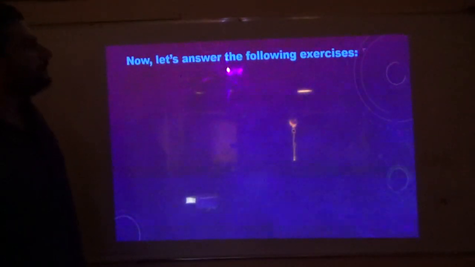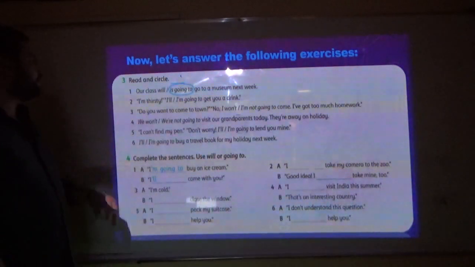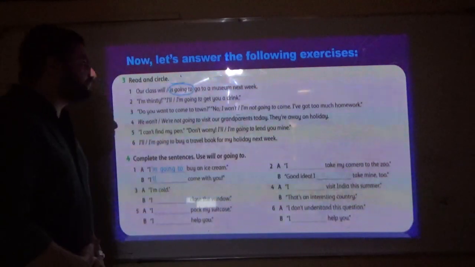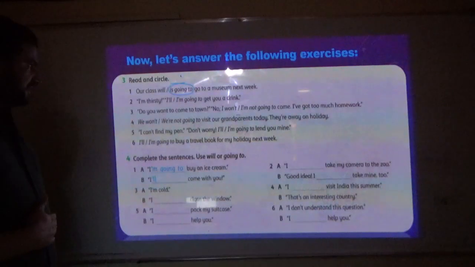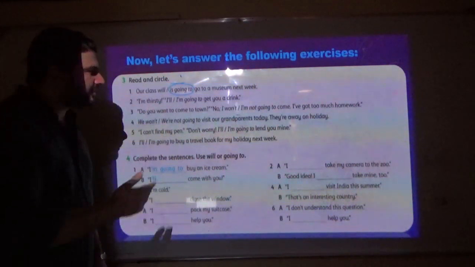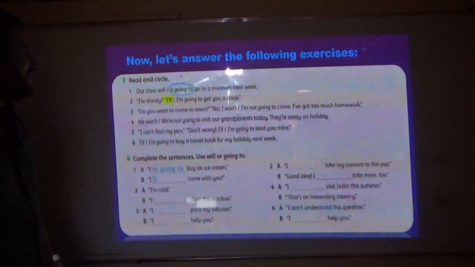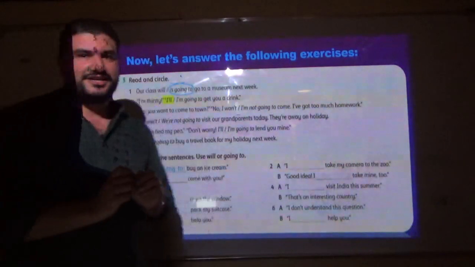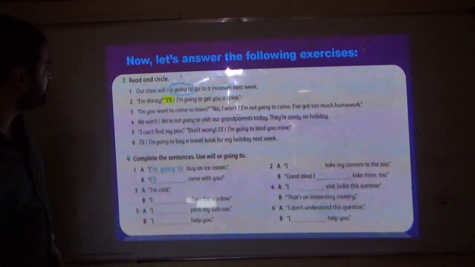Now let's answer the following exercises related to the structure. Read and circle. The first one is already given. Our class is going to go to the museum next week. Number 2, I'm thirsty. I'll or I'm going to get you a drink. So here, we can consider this a quick decision or an offer. He is offering here, or taking the decision at once, at the moment of speaking.